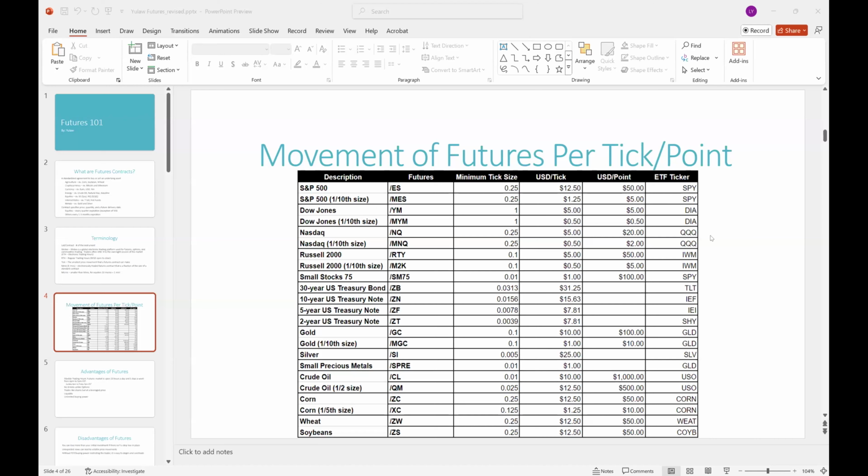Okay, let me share this. All right, can you see my screen? Right here, everything in futures is related to some type of ETF ticker, whether it's SPY, DIA, QQQ, IWM, IEI, or GLD, which is gold. So that's why I said it is important for you to focus on the ETF ticker, because futures are based off of that ticker in terms of movement. All right, I'm going to go ahead and stop sharing this screen.